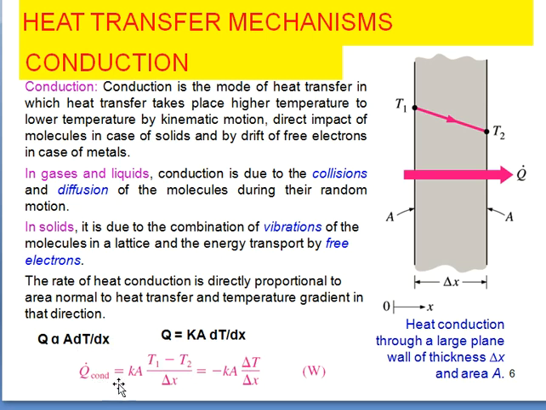Here, Q conduction, if you simplify this equation, we are going to get k dT, where T1 minus T2 is a delta T and dx is a delta x, that is a change in distance. That we can write as minus k delta T by dx. The negative sign is there because in the direction of heat transfer, the temperature decreases. And k is the thermal conductivity, a constant of proportionality.